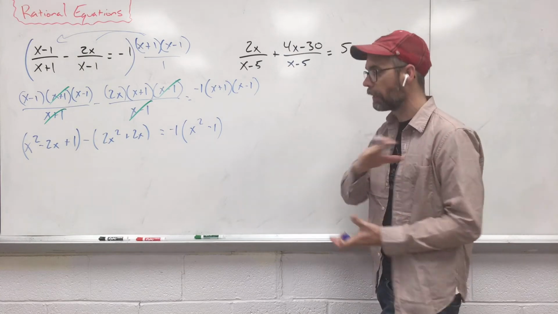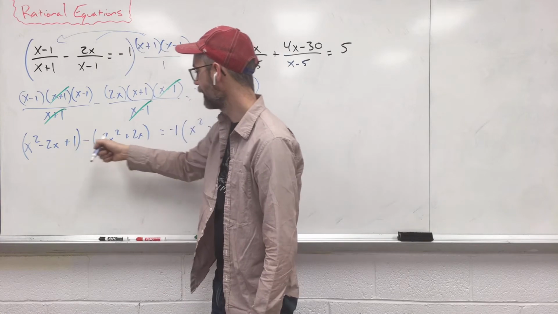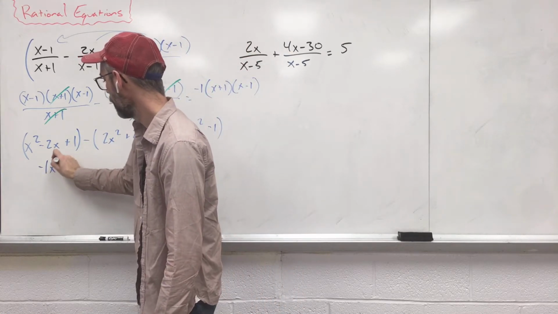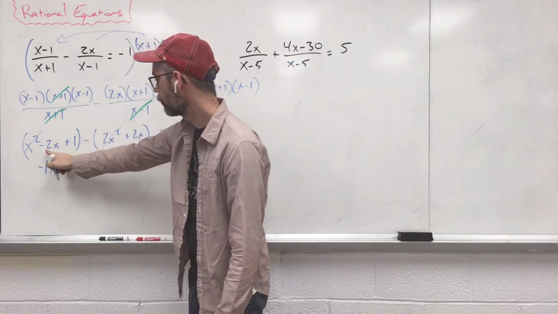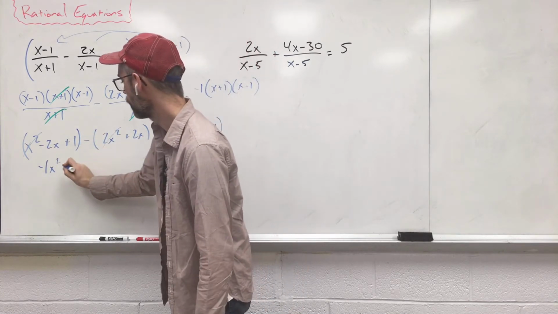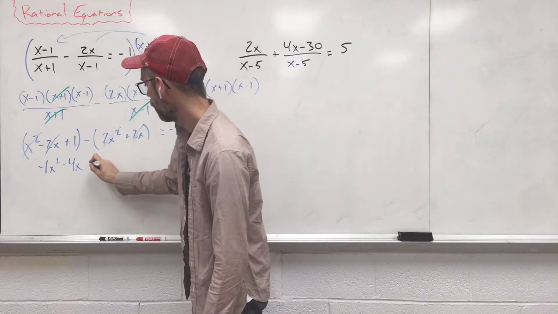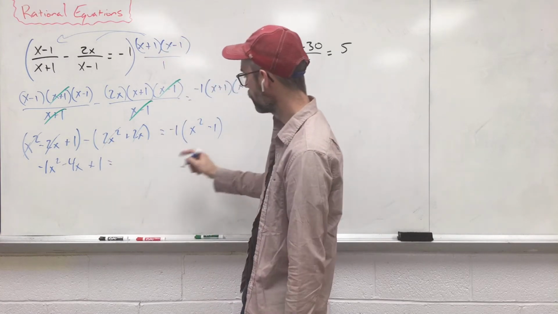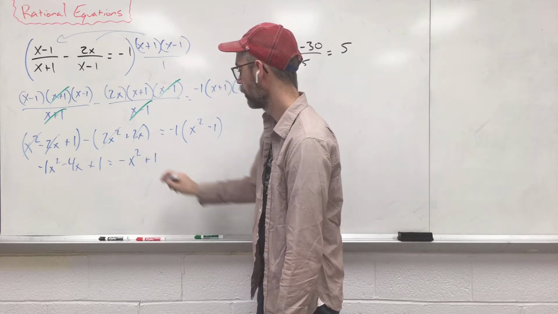Now we have to start combining like terms and moving things left and right and all that stuff. So we have 1x squared minus 2x squared, 1 minus 2 giving us negative 1x squared. Negative 2x minus 2x, so negative 2 minus 2 gives us negative 4x. And then plus 1 equals, on the other side, distribute that negative 1 to everything, so negative x squared, and then plus 1.